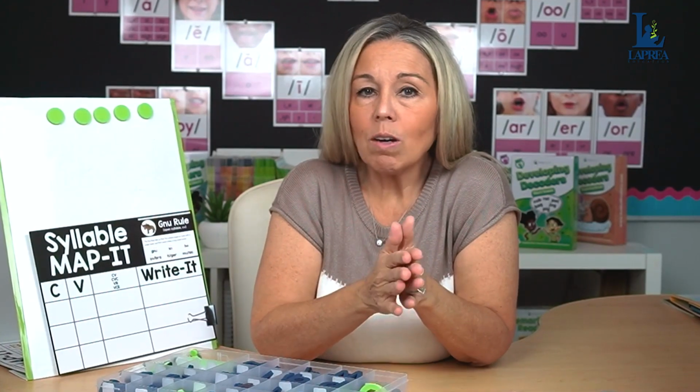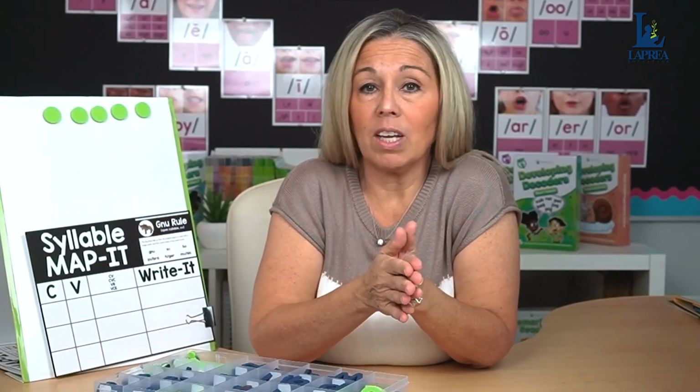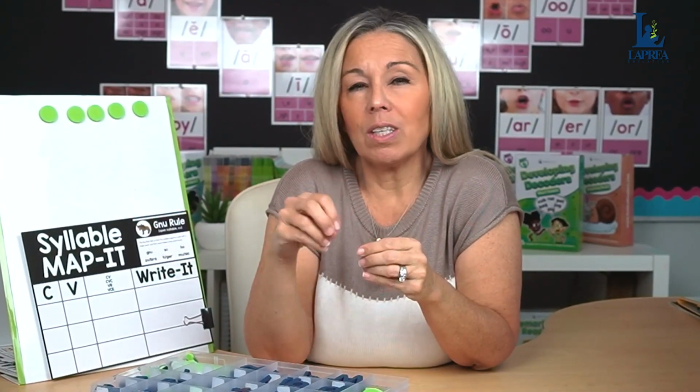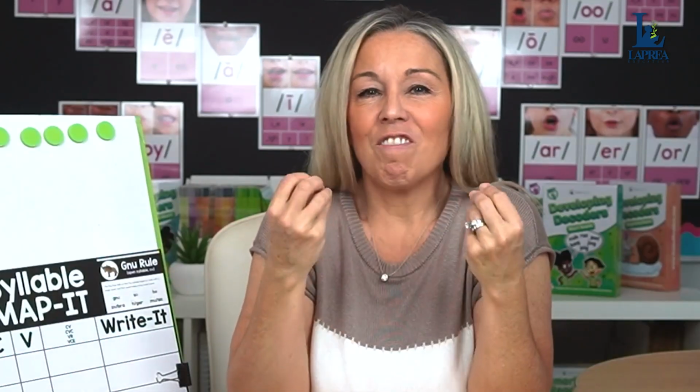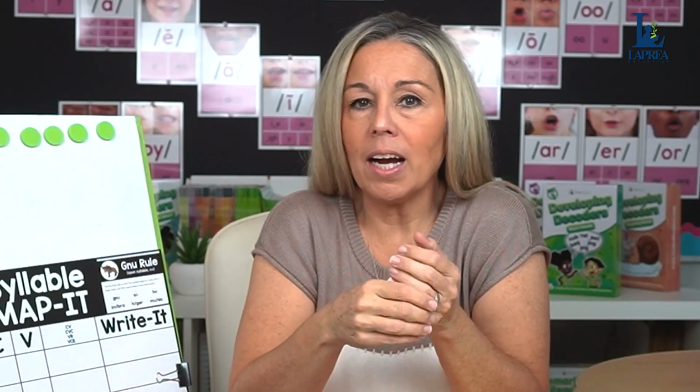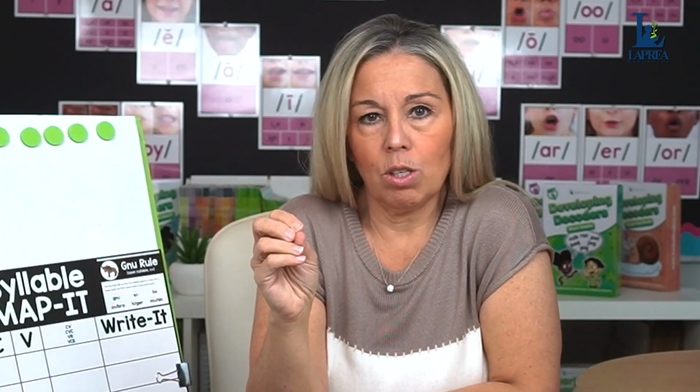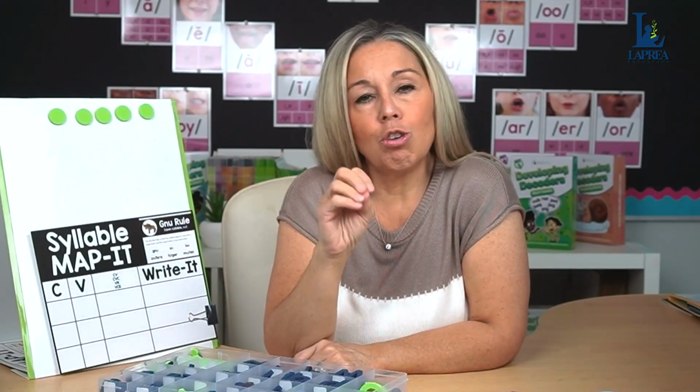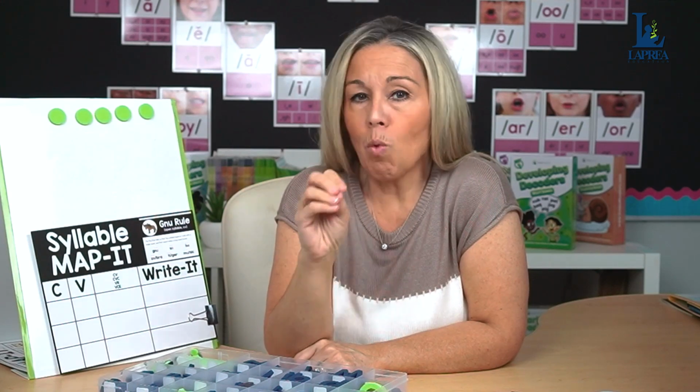The schwa sound is the most common vowel sound in English, and it usually appears in an unaccented syllable. It's a very relaxed sound, like a quick, very quick uh. That very relaxed sound. When mapping, it's really important to recognize when a vowel represents the schwa sound, especially in multisyllabic words. So let's map a 2-syllable word with a schwa sound.